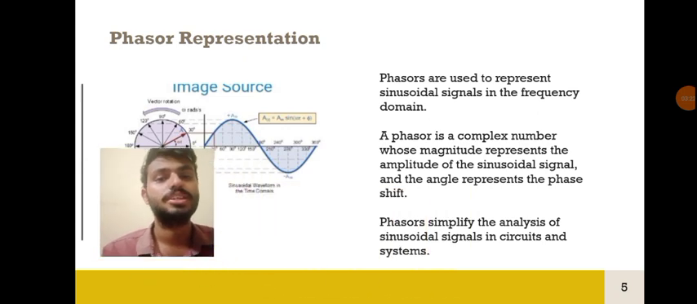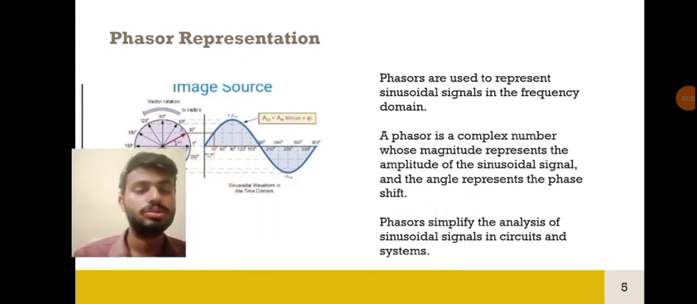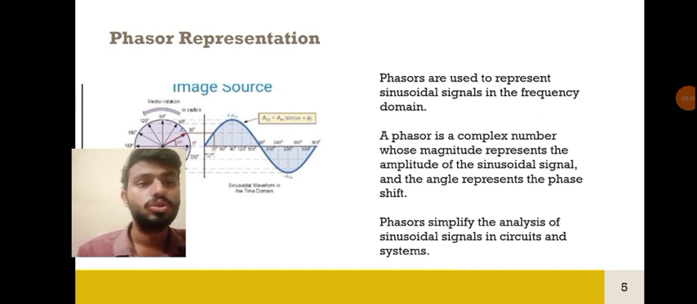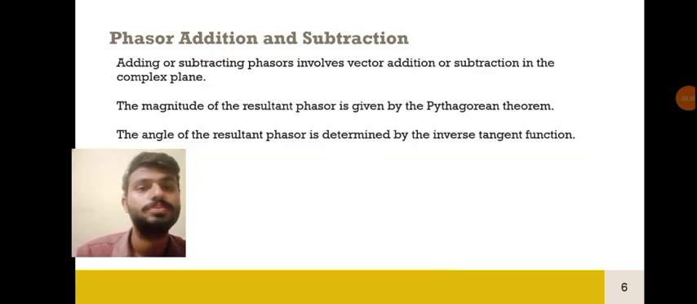Phasor representation. Phasors are used to represent sinusoidal signals in the frequency domain. A phasor is a complex number whose magnitude represents the amplitude of the sinusoidal signal and whose angle represents the phase shift. Phasors simplify the analysis of sinusoidal signals in circuits and systems.